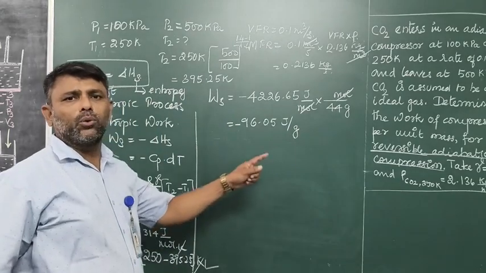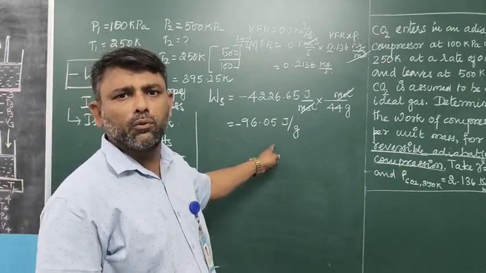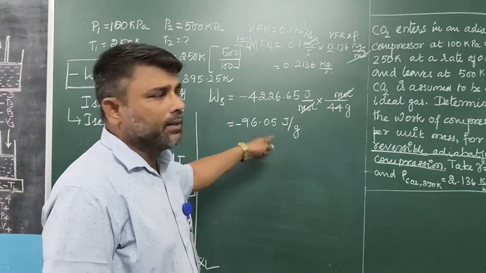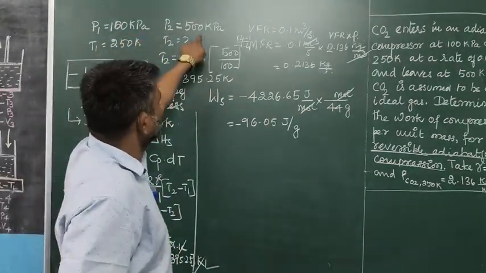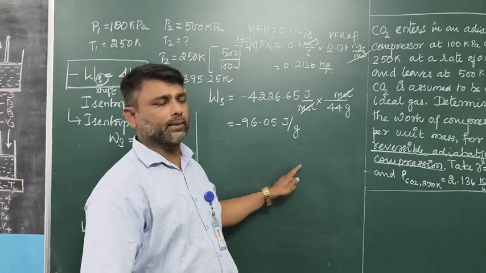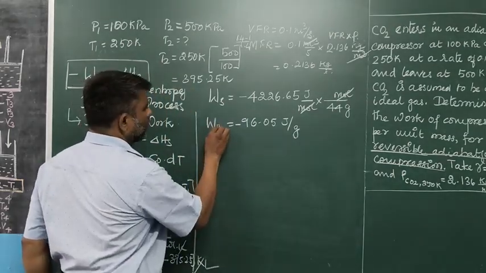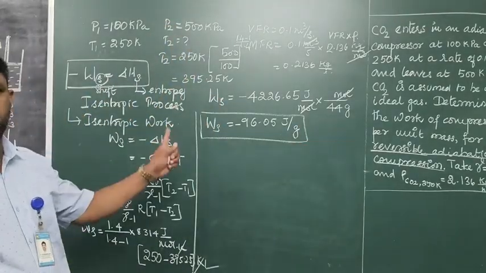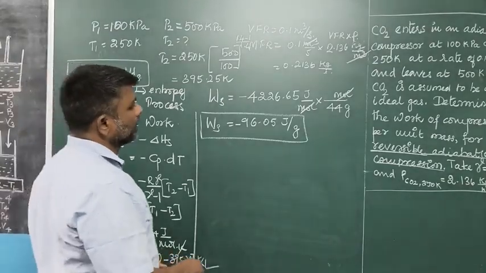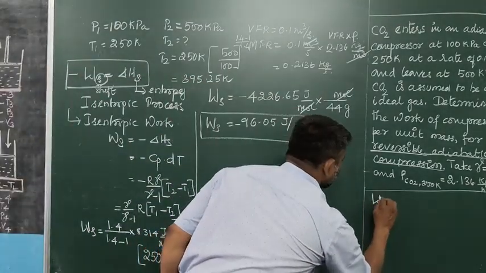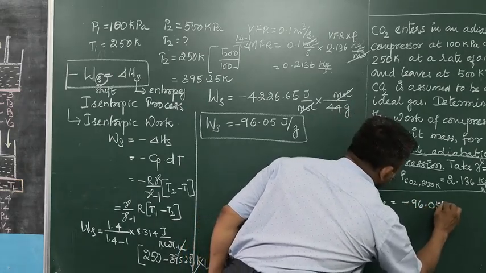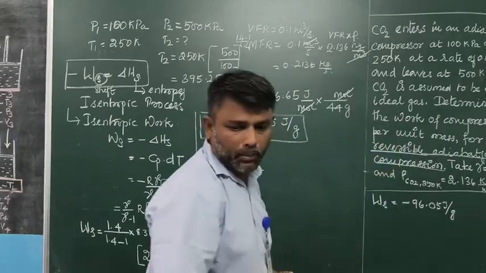This is the minimum amount of work required to compress carbon dioxide from 100 kilopascal to 500 kilopascal per gram of carbon dioxide. This is the shaft work or isentropic work. This is method 1, the first method. Ws is equal to minus 96.05 joules per gram. Next, method 2.